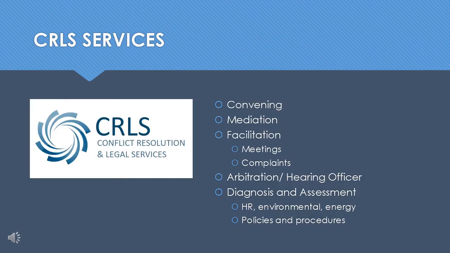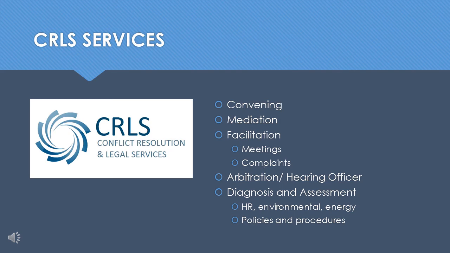CRLS provides a number of different types of conflict resolution services. If someone is uncertain whether conflict resolution is needed or whether another party will participate, CRLS can contact the other party or parties to open the dialogue. This is called convening. Mediation is when 2 or more individuals need an impartial facilitator to assist in the negotiation of an agreement or settlement.